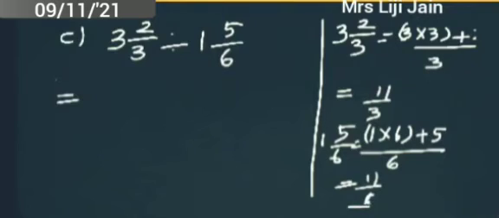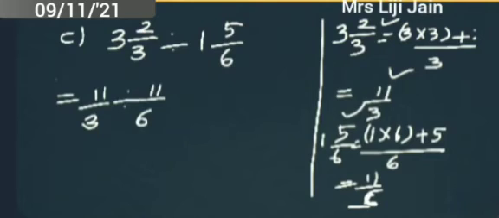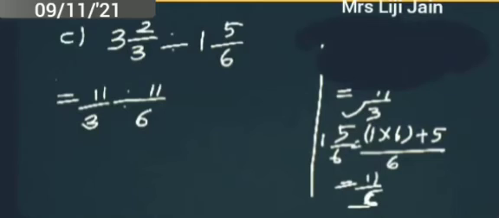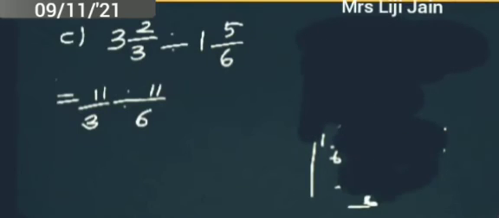Okay, so how can this question be converted? Yes, the question can be converted to 11 by 3. Instead of the first fraction we can write 11 by 3. Instead of the second fraction 1 5/6 we have to write 11 by 6, isn't it? Now we can apply the rule for division. What is the rule for division? Find the reciprocal of the denominator fraction and multiply.